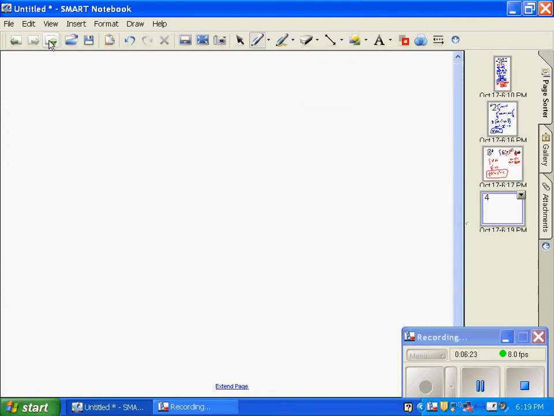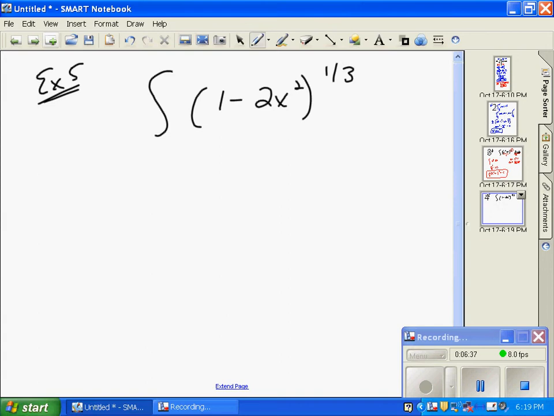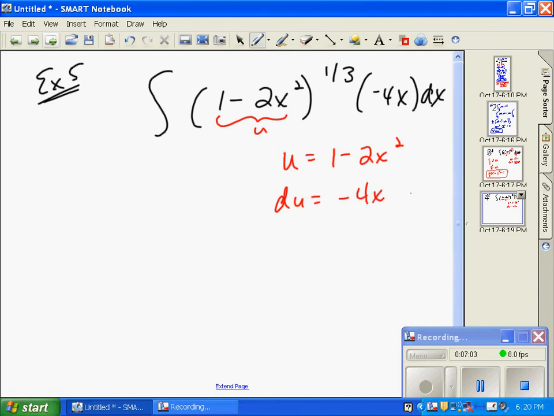Okay? Example 5. Example 5 is the integral of the cube root. So I'm going to rewrite that as (1 minus 2x squared) to the 1/3 power, and then I have a negative 4x dx. Okay, again, when you're using substitution, sometimes it's trial and error, and one of the things I look for is something raised to a power. So I have 1 minus 2x squared raised to a 1/3 power, so I'm going to let u be 1 minus 2x squared. So my derivative of u is going to be negative 4x dx.